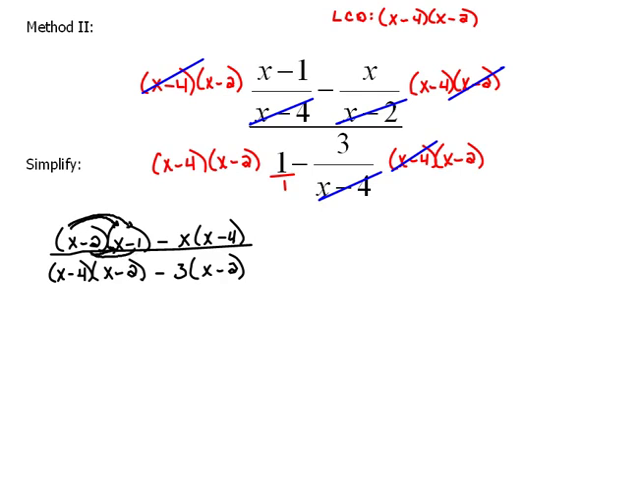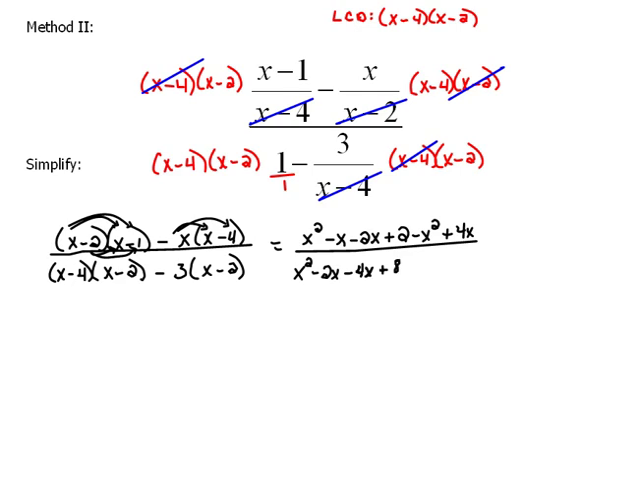So let's distribute here, which will give us x squared minus x minus 2x plus 2. And then let's distribute out our negative x, so that will be minus x squared plus 4x, all over. We're going to do the same thing on the denominator. Multiplying everything out, we're going to get x squared minus 2x. Then distributing the negative 4, we get minus 4x plus 8. And now we distribute our negative 3, so minus 3x plus 6.